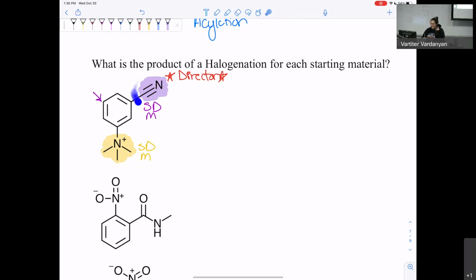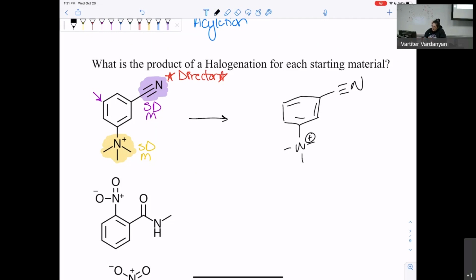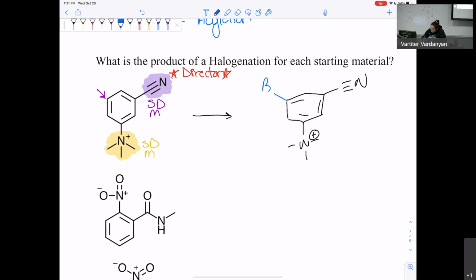Okay, since this one is the more activating one, that one is going to be the director, which means that the next group will add meta in relation to this group. So this is the meta position and this is the meta position. This one's already taken, so we have to substitute here. And just as a reminder, we're adding a Br. So I'm going to go ahead and draw the ugliest benzene ring ever, and then I'm going to add my substituents. And I will add bromine right here.